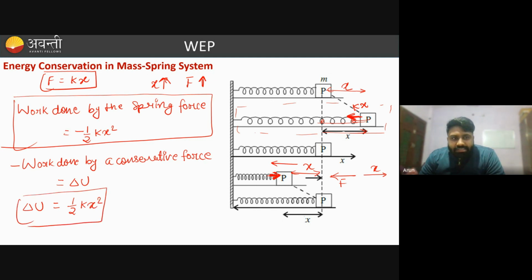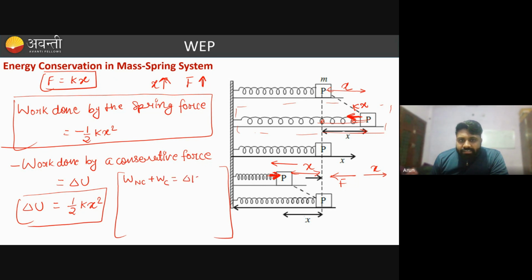So this is the change in its potential energy, and you can directly equate it to the change in kinetic energy, because there are no non-conservative forces acting here. So you can apply the conservation of mechanical energy. We have already discussed it. We know that work done by non-conservative force plus work done by conservative force equals the change in kinetic energy. This is the work energy theorem.